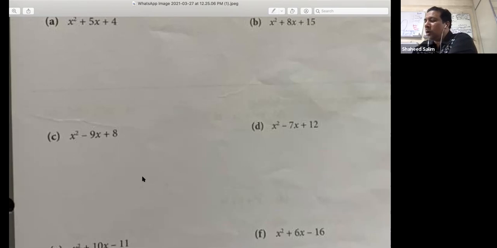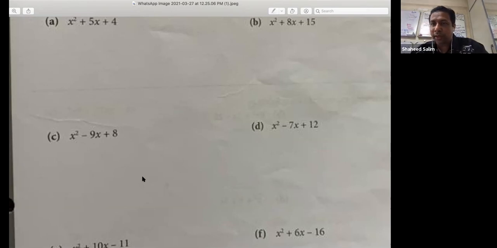Oh yeah, your teacher has given this, correct. This is the correct completing the square. Same thing we are doing, right? You look at what you have sent me. Same thing.